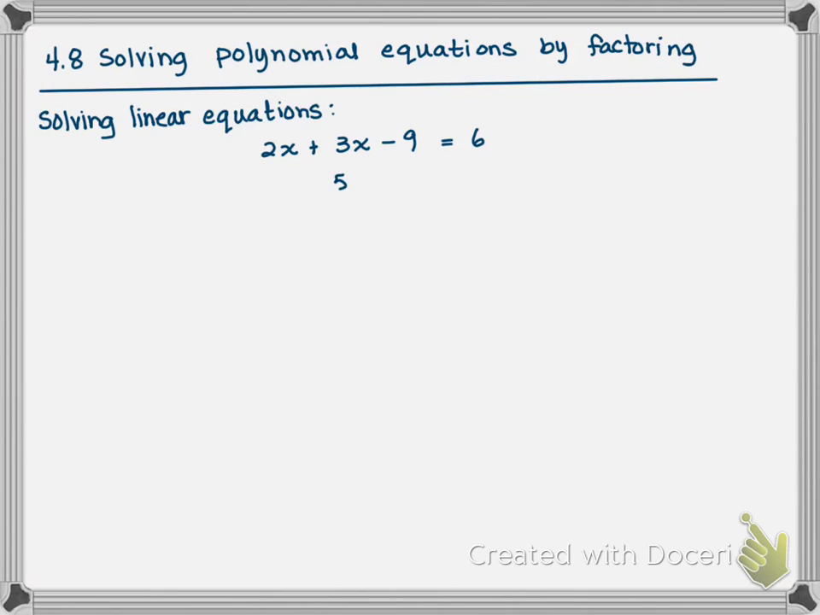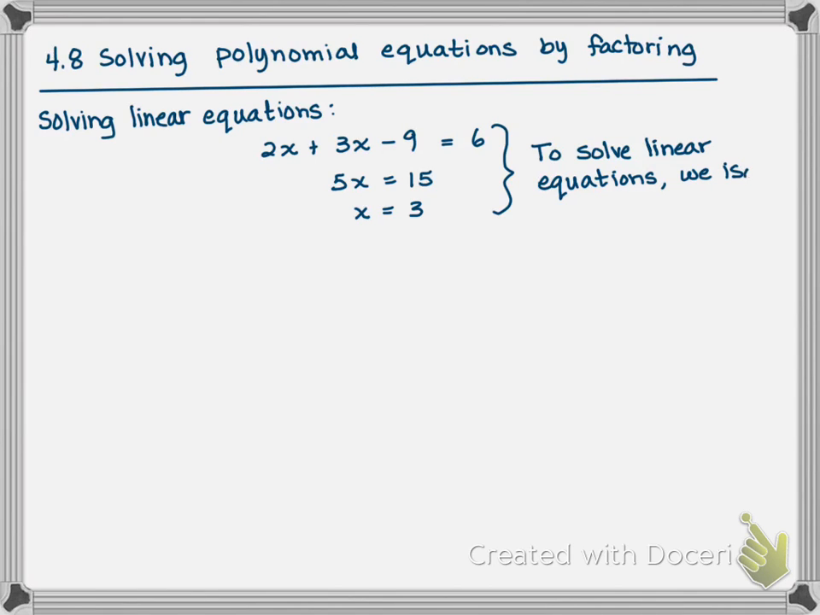So we can always put it in the form of a single term on the left that contains a variable and a single term on the right that doesn't contain a variable, which allows us to get our variable alone just by division. So when we solve linear equations, we isolate the variable, is what that's called.